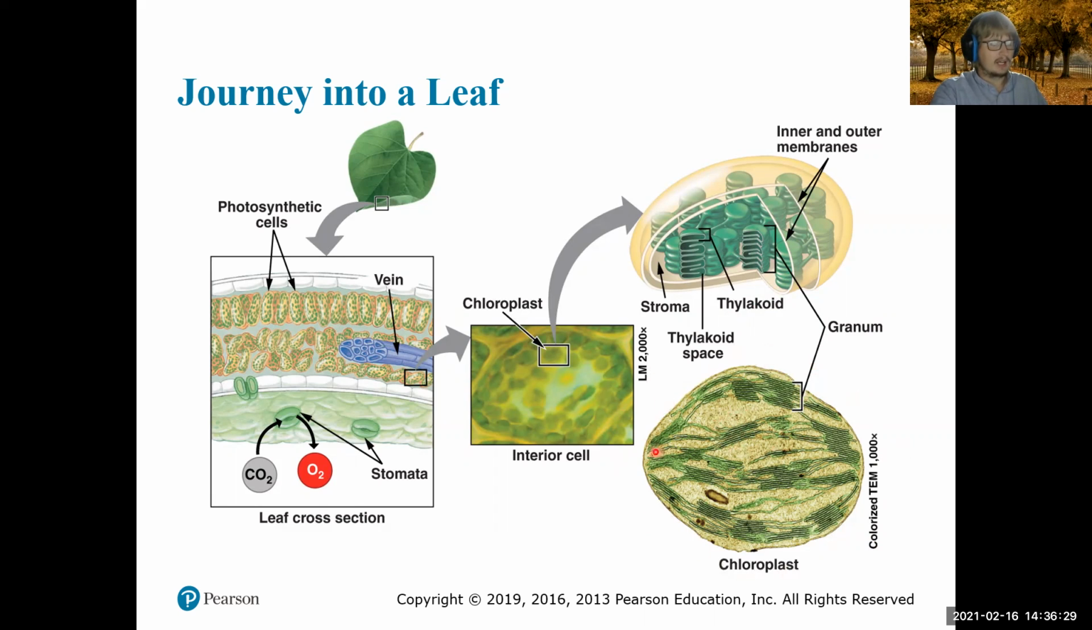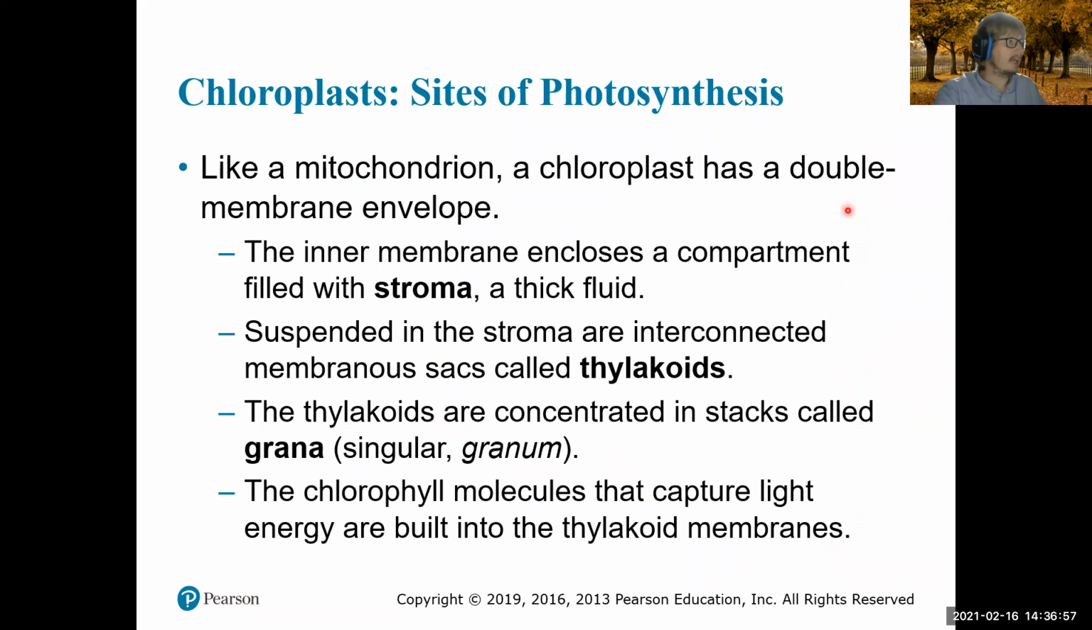So if we look at a micrograph of a chloroplast, we have the granum, the individual thylakoids, and then all of this clear yellow space is the stroma. Okay, and what's interesting with this chloroplast is that it is a double membrane structure. And like we said, that inner membrane holds stroma, and that stroma is that thick fluid. And in that stroma, you have those stacks of thylakoids, and those thylakoids are also membranous sacs. And then the stacks of those thylakoids are called grana.